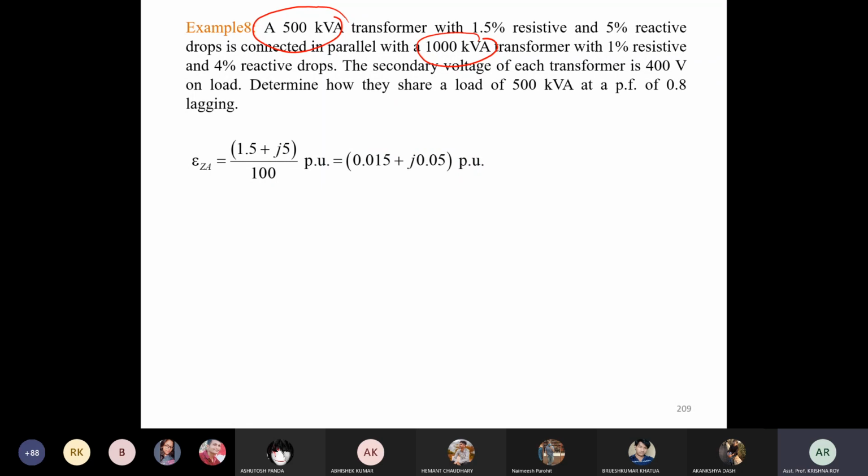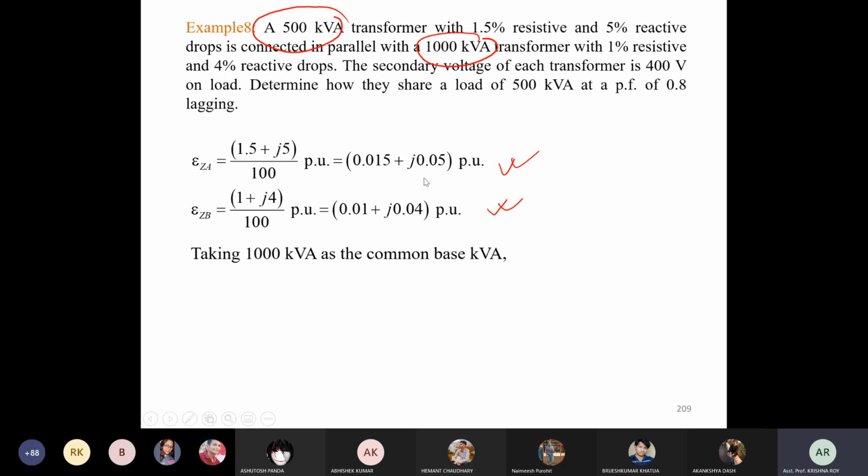determine the per unit leakage impedance. So 1.5% resistive and 5% reactive drop means that will be the per unit impedance of transformer A. So a percentage impedance, if you divide it by 100 you will get per unit. Okay, so this is the per unit leakage impedance of transformer A, and this is the per unit leakage impedance of transformer B.